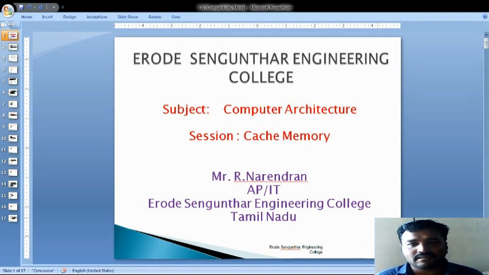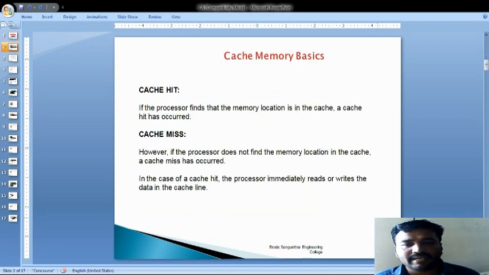With no further delay, we shall move on to the session of cache memory in computer architecture. We have already seen what is meant by cache memory in the previous concepts. So, what is cache memory? Let us have a quick overview of what cache memory is.